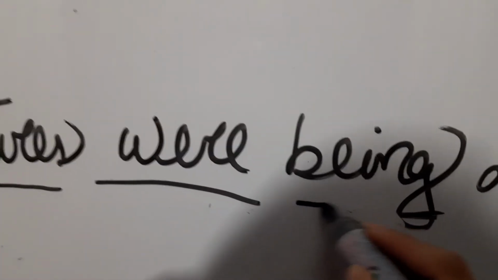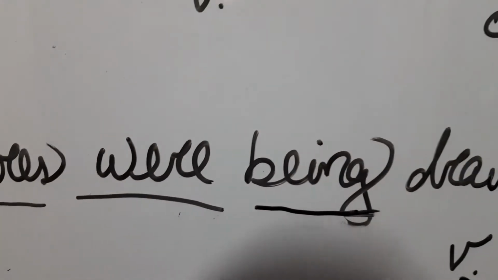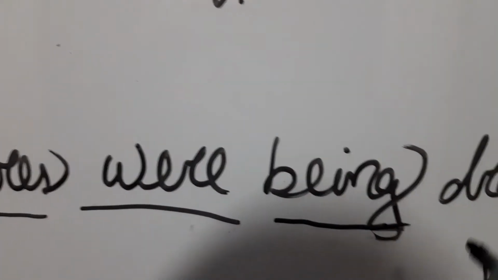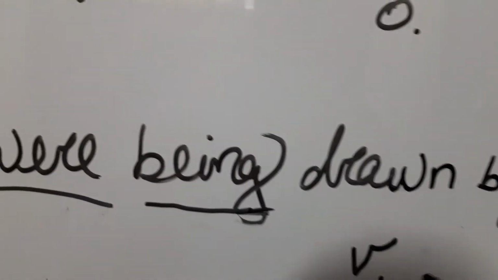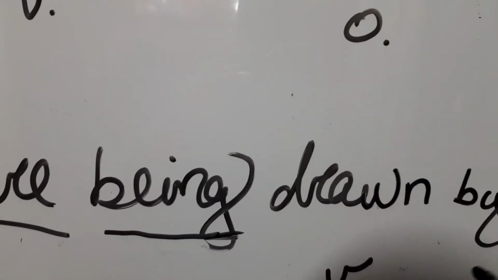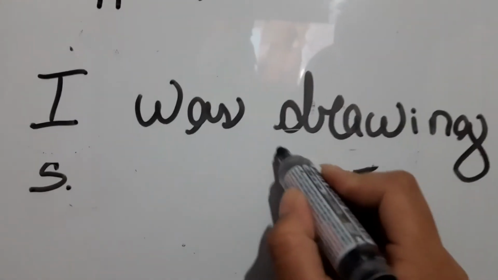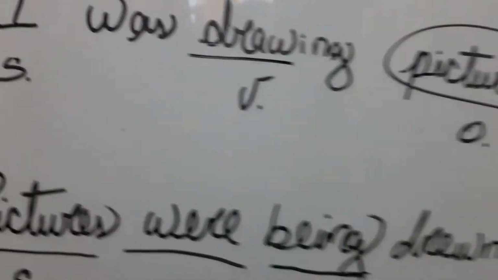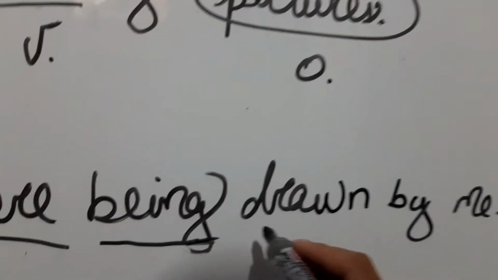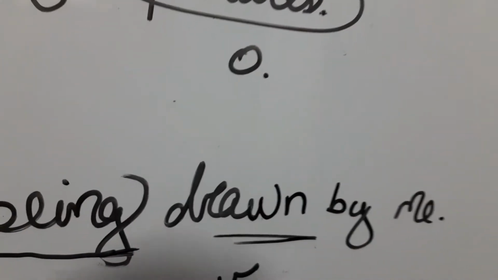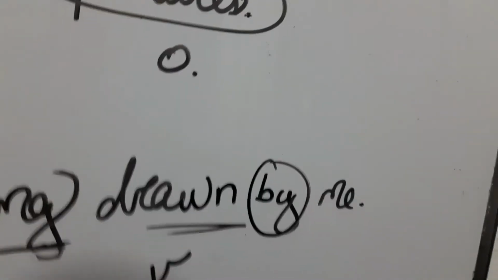Then we place being following the structure of the passive voice sentence. Then we place the past participle form of the verb. The verb in this case is draw, so its past participle is drawn. Then we place by, and at last we place the subject of the active sentence. The subject of the active voice sentence is I, so we replace it by its object pronoun, that is me.